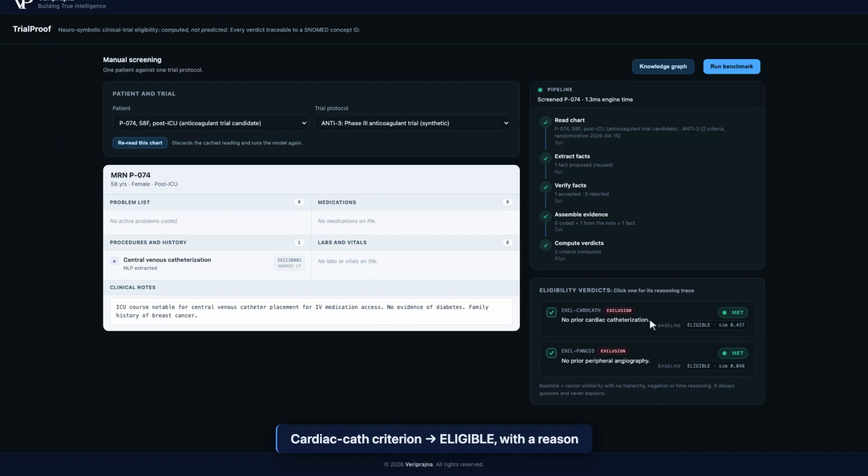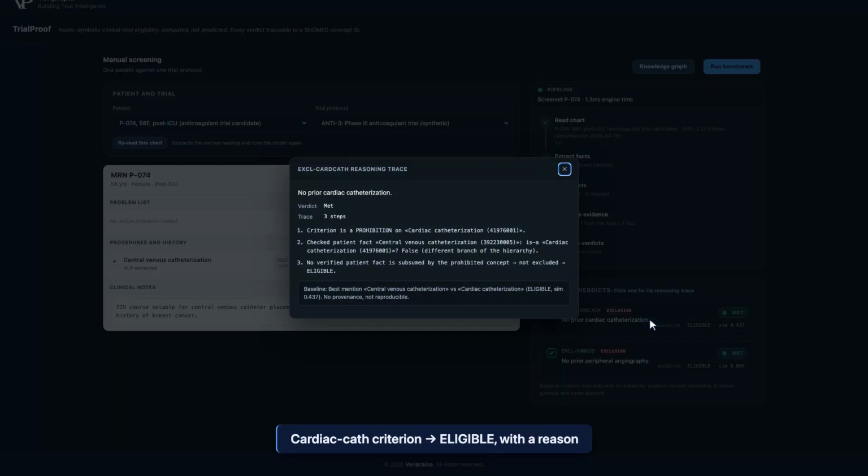TrialProof keeps the patient. On the cardiac catheterization criterion, it returns eligible, and it shows exactly why. Click the criterion to open its trace. The engine checks a real question against the ontology. Is central venous catheterization a kind of cardiac catheterization? It is not. The two concepts sit on different branches of the SNOMED hierarchy, so no exclusion path exists, and the patient stays eligible. The baseline, on the right, returns only a similarity number and no explanation at all.